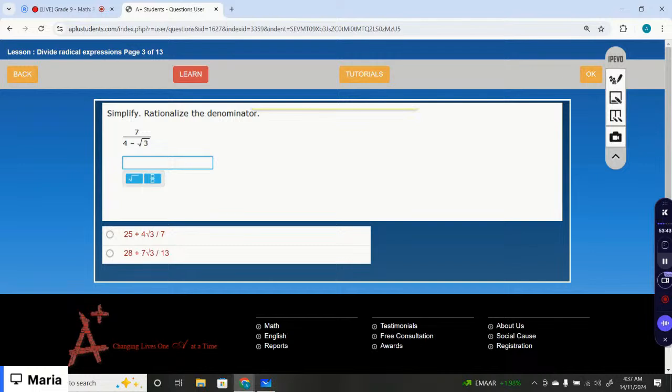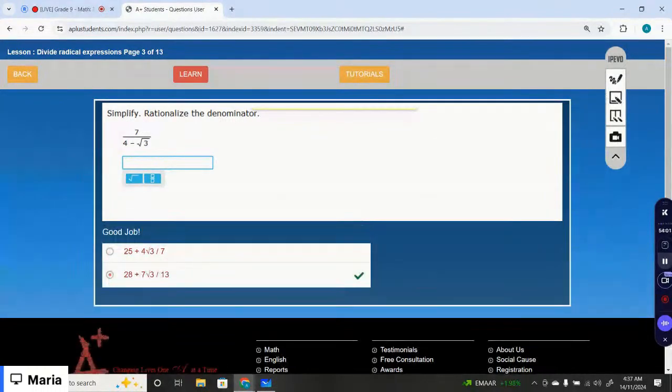Option number 2 is the correct option. That would be 28 plus 7 square root 3 divided by 13. That is the correct option. How do I know? I simply squared 4 and squared square root 3. So 16 minus 3 is 13. So option number 2 is the correct option.